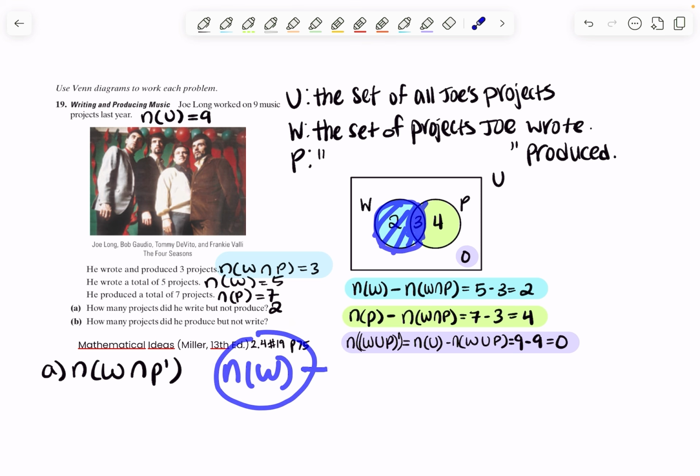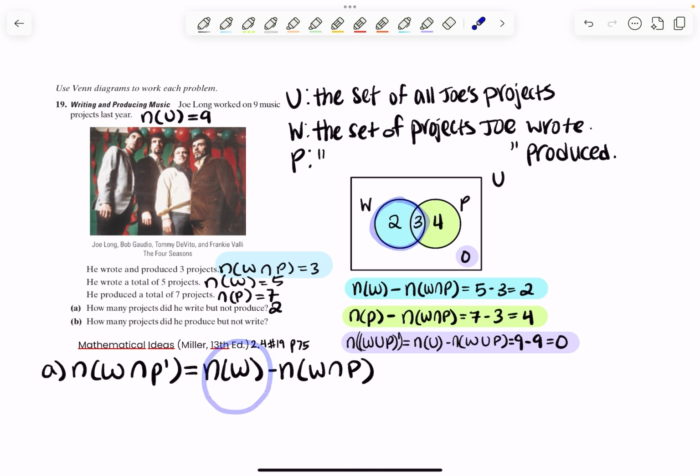Well, we know that this region in the middle is represented by the number of elements in set W and set P. So set W minus anything that is in set W but also in set P. It's going to get rid of this 3, and we're left with this region right here. So the number of elements in W, that is 5, minus the number of elements in W and P. That intersection right there is 3, and then we're left with 2. So this is how we break up that formula.